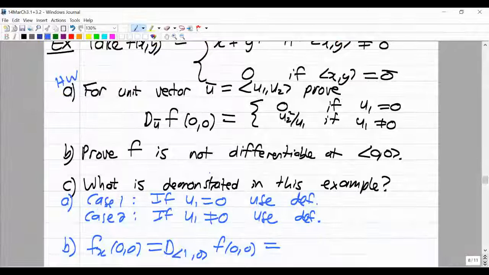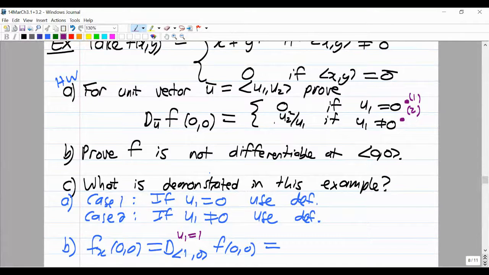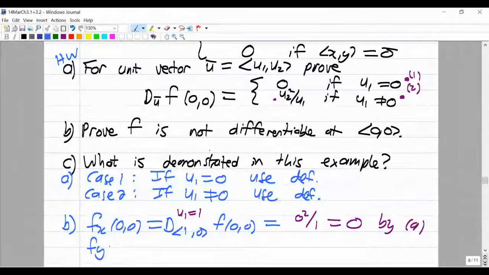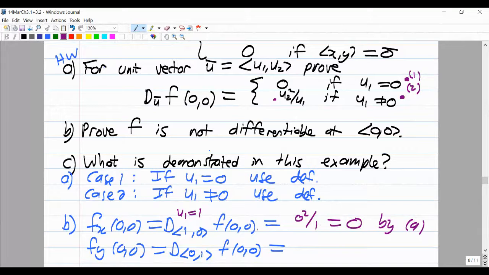So my question is, do I use part one or part two? Yeah, it's part two. You can see here u1 equals one, so we're using this part. So it becomes zero squared over one, which is zero by A. And likewise, if f partial y at the origin is a directional derivative, which unit vector do we use? Yebo. And now you can see u1 is equal to zero, so the answer is zero by part A.